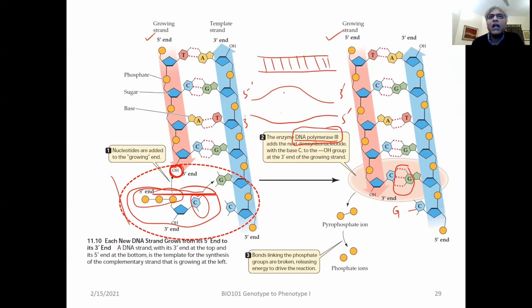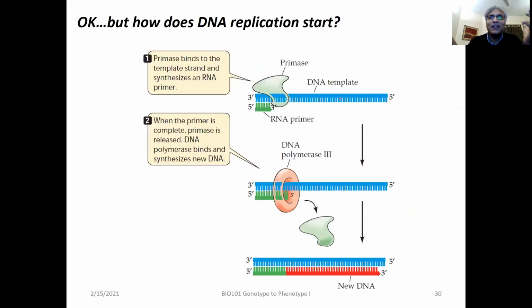So if I have to start DNA replication here or here or here, let's say, because DNA replication goes 5 to 3, where is the free hydroxyl group? We don't have a hydroxyl group. So the living cell is very intelligent. It's one of the best engineering machines. It has an enzyme which is called primase. And this primase synthesizes an RNA primer.